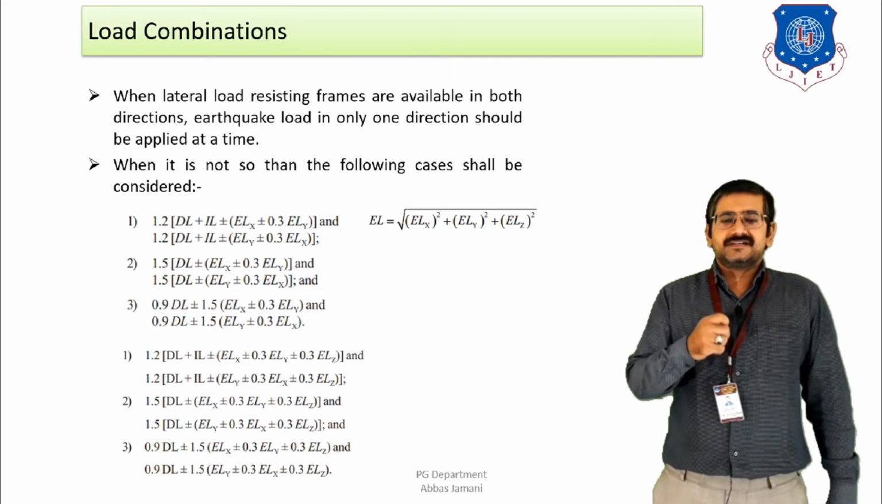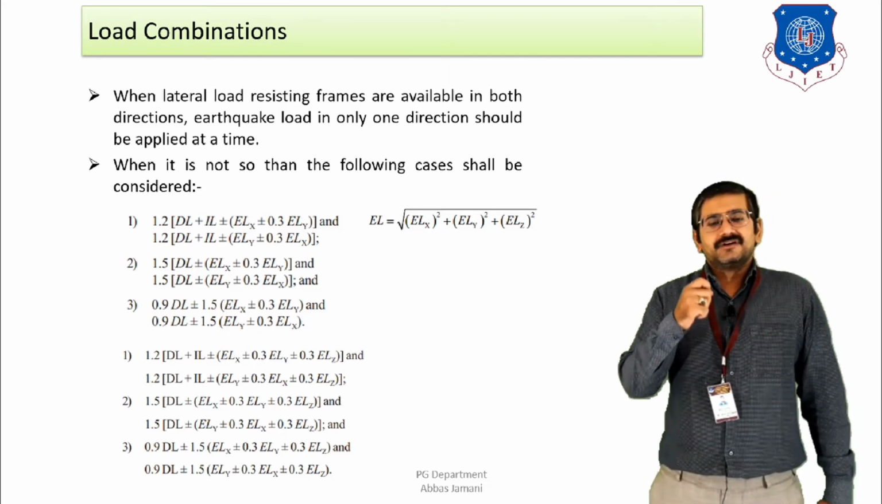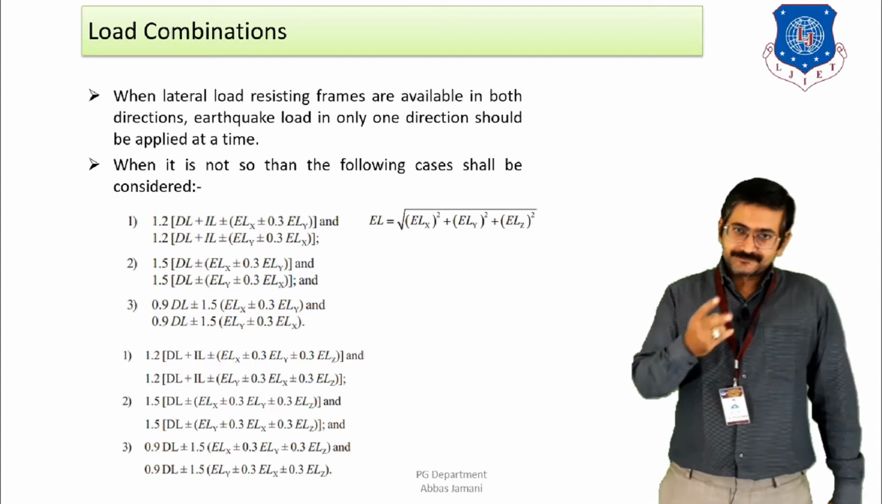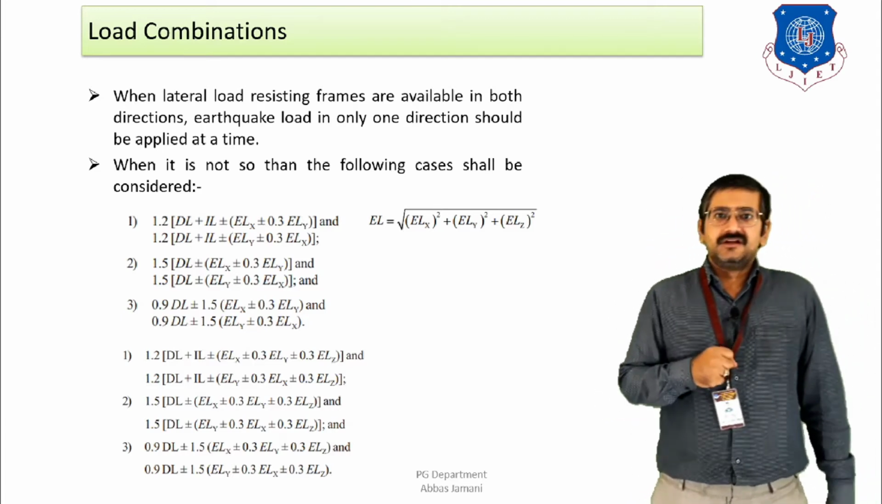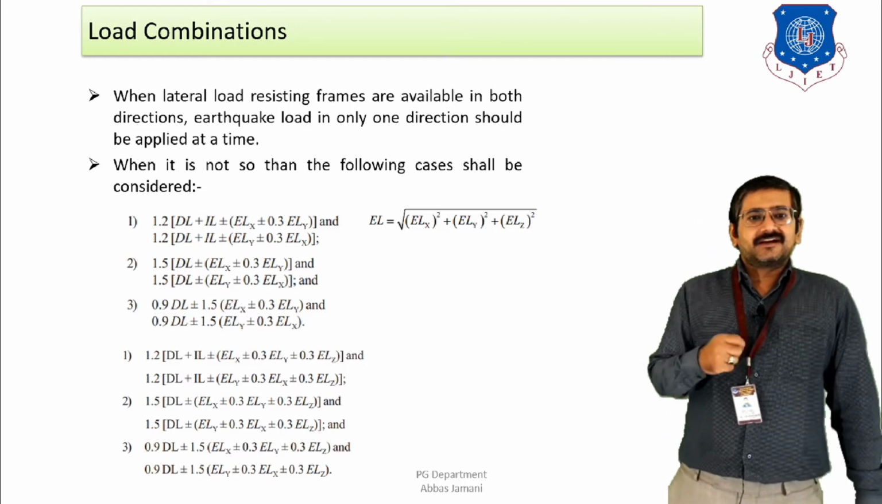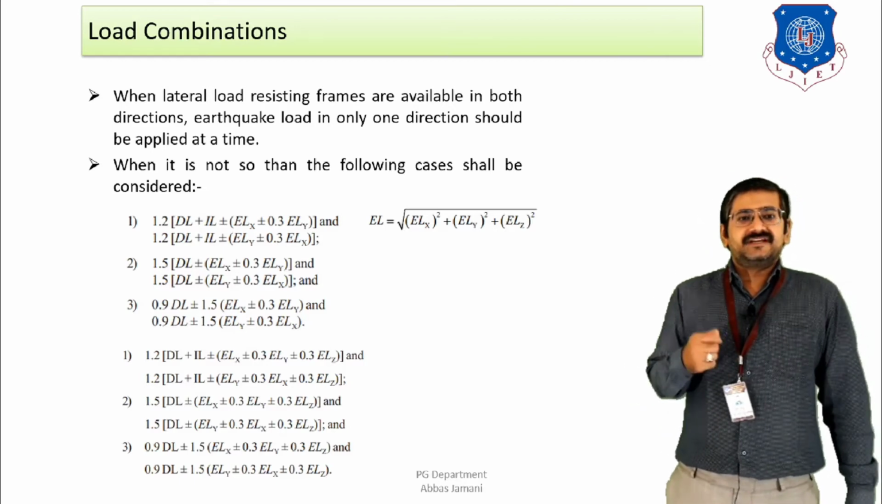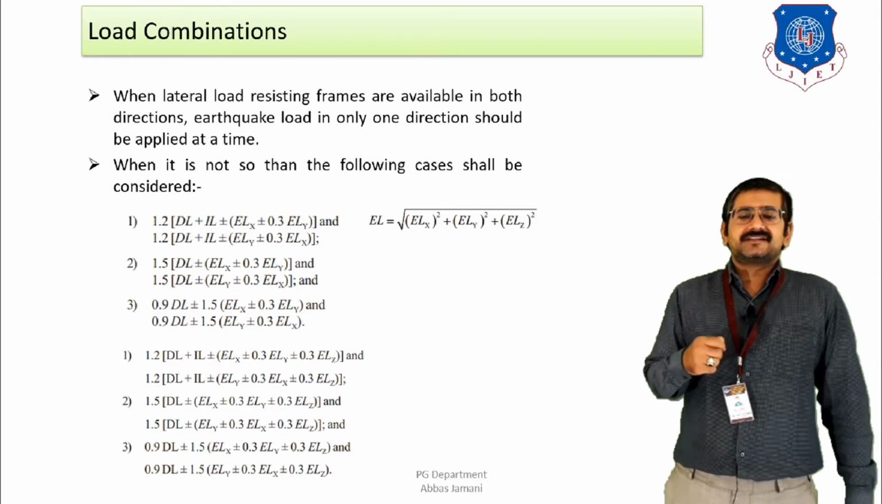So the code is suggesting the load combinations if you are going to consider the simultaneous effect of earthquake in two principal directions at the same time. First of all, the code is telling that whenever the lateral load resisting frames are available in both the directions, earthquake load only in one direction should be applied at a time.